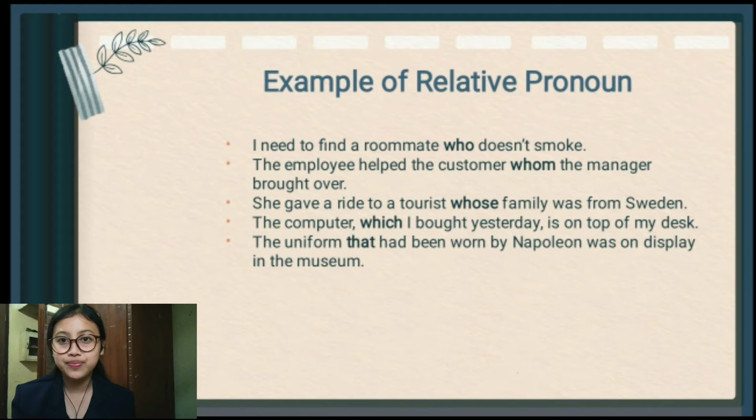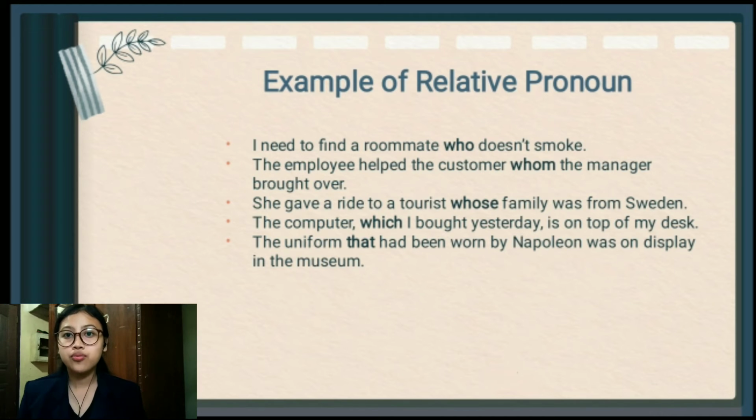Okay, based on those examples, I need to explain each of the relative pronouns in each sentence. The first one is about who and whom. Here, who is used as a subject and whom is used as an object. We use who and whom to refer to people, but some style guides also allow who and whom to refer to named animals. Grammatically, it is considered improper to use who and whom to refer to objects.